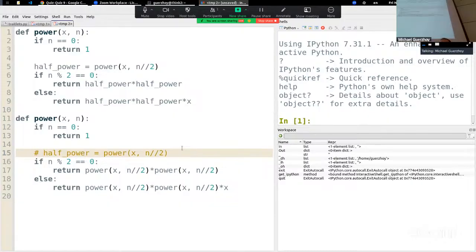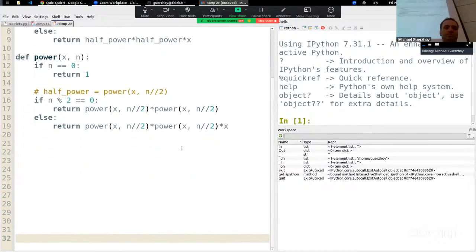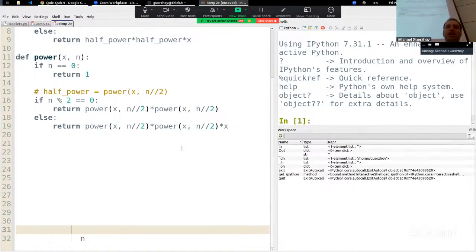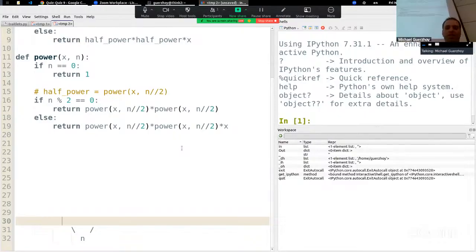So what I want to know is exactly how much slower is it, right? So let me do the call tree. I will omit power x n over 2. I will just plug in the n. So we start with n. And then we do 2 calls, right? So we do 1 call with n over 2. And then we do another call again with n over 2.